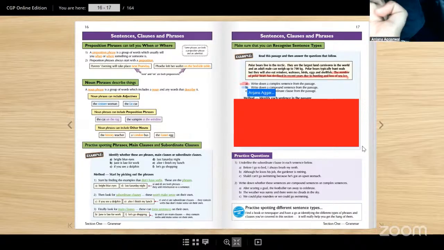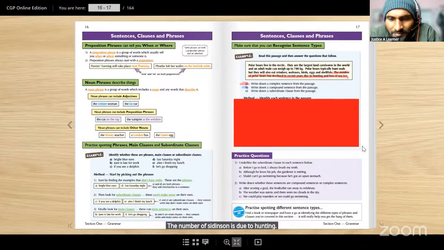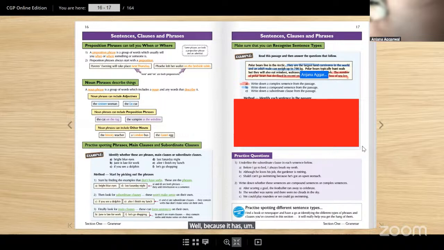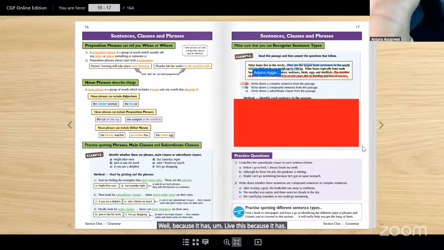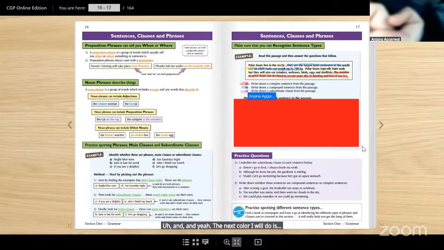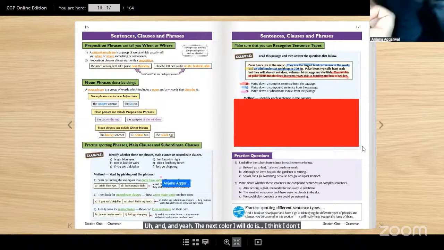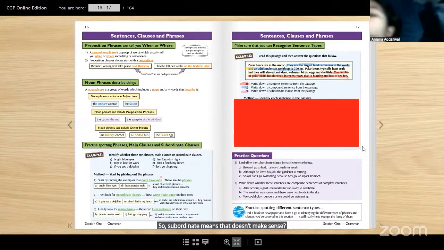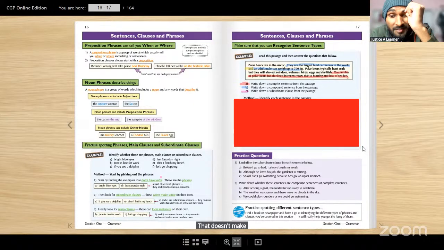Then for blue color, yes, this, because it has an "and" in it. The next color I will do is pink. Write down subordinate clause. Subordinate means that it doesn't make complete sense without another one. Yes.